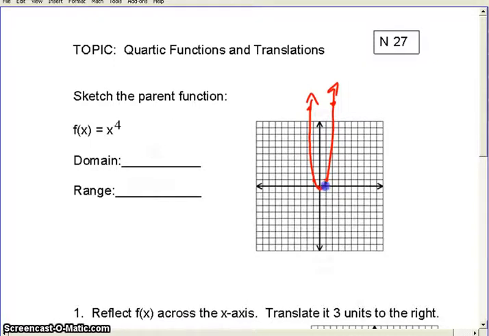The domain is all real numbers, and then your range is going to be greater than or equal to 0.